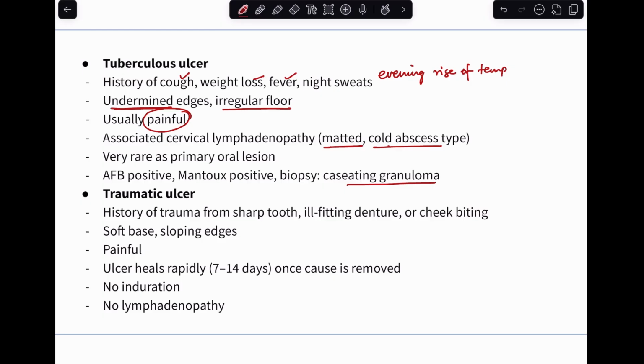Second differential over here is a traumatic ulcer, which is why we were taking the history of trauma, if there is any sharp tooth, any ill fitting dentures, or any history of cheek biting. If it was a traumatic ulcer, on examination, it would have had a softer base with sloping edges and it would have been painful. These traumatic ulcers usually heal very rapidly within 7 to 14 days once the causative factor has been removed. And there would be no induration and no lymphadenopathy in these cases. So you can see why this is not a traumatic ulcer.